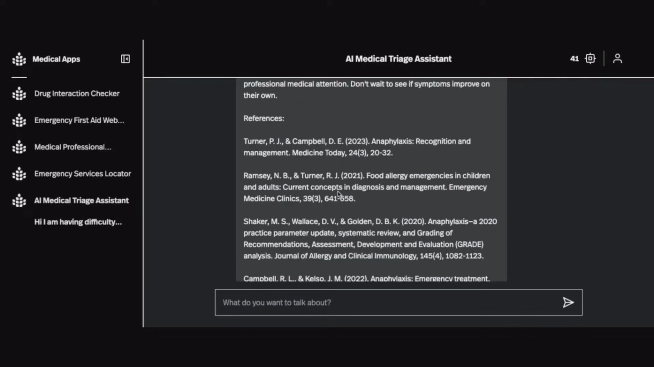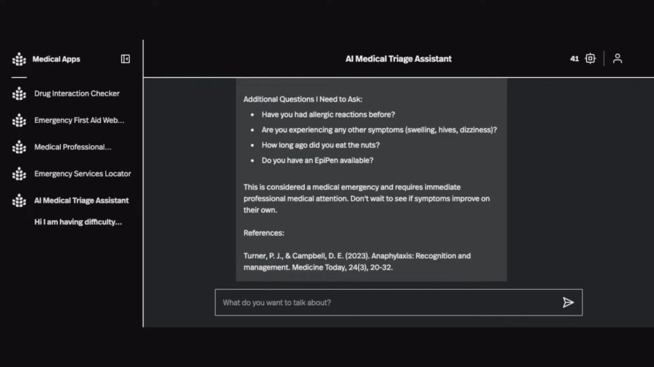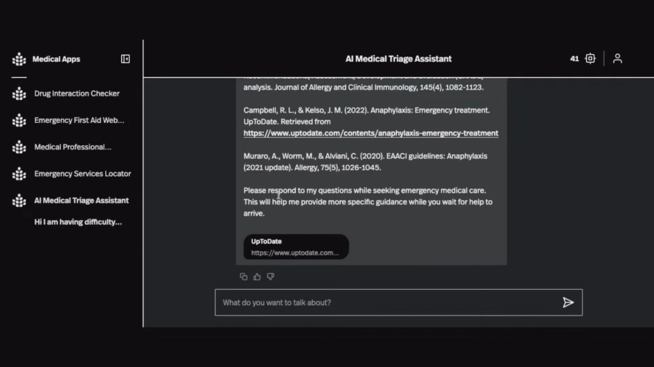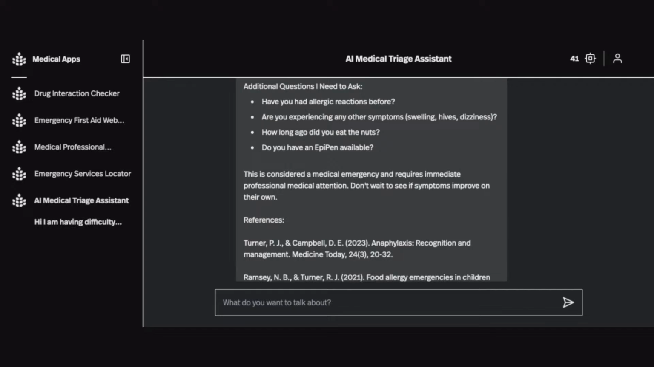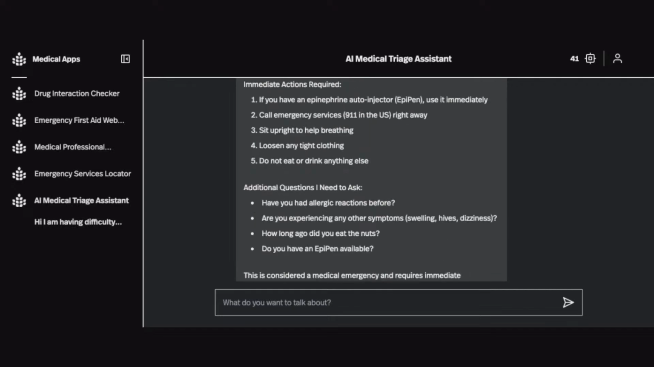And it will give you the references as well on this kind of information as to why it made that diagnosis and those decisions. Okay. At the end of this, please respond to my questions while seeking emergency medical care. This will help me provide more specific guidance while you wait for help to arrive. So it gave the individual in the situation exactly what to do.